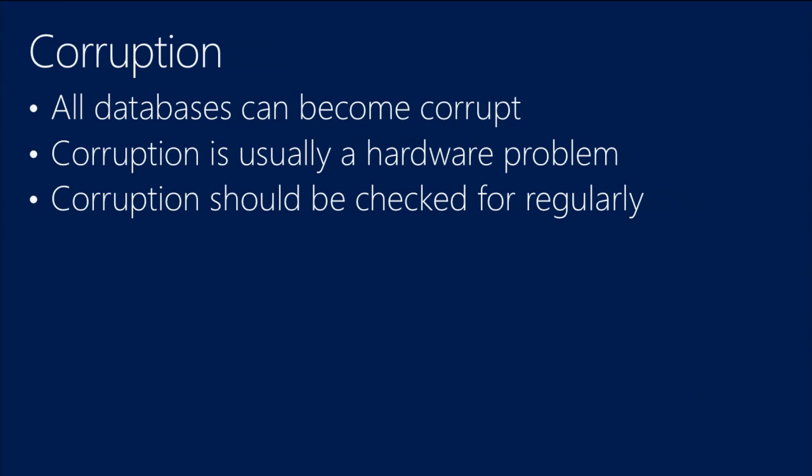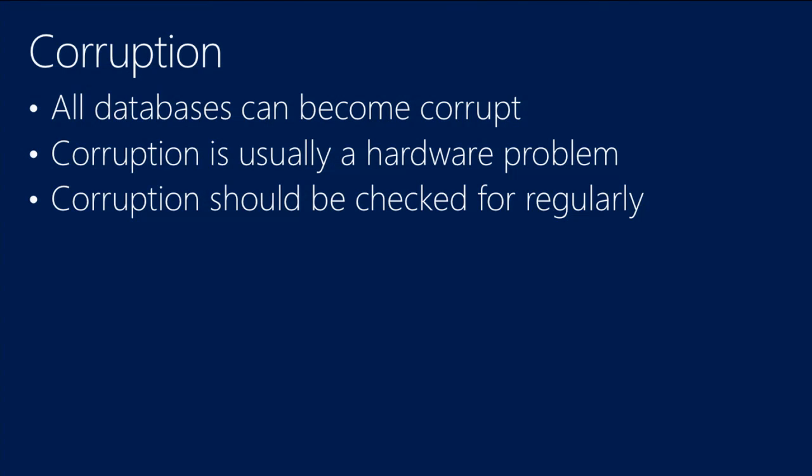Because corruption can happen at really any time, we need to be checking for corruption regularly. The database settings, or the database properties, have some data corruption properties that you can set. You can either tell the database to do checksum validations or to do what's called torn page detection. Checksum is better, but more expensive.